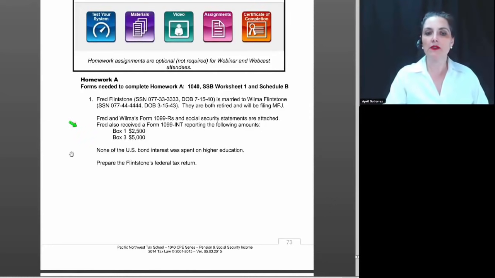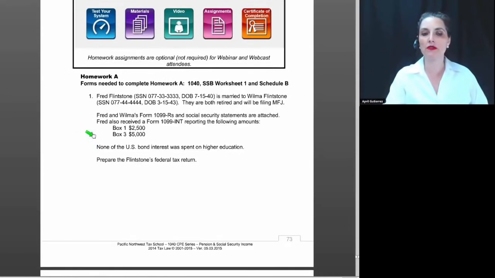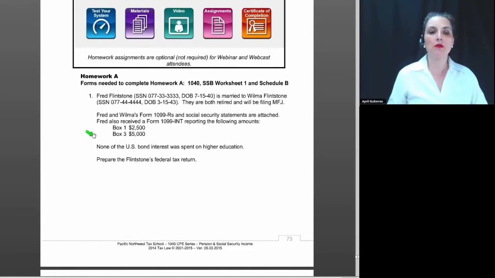They also received a Form 1099-INT that reported the following amounts: Box 1 interest of $2,500 and Box 3 interest of $5,000. I wanted to point out as a reminder that when you see a 1099 or a substitute 1099-INT that is reporting income in certain boxes, you should know what that income means. Box 1 interest is ordinary interest income, and Box 3 interest is U.S. government bond interest. U.S. government bond interest can receive a limited amount of special treatment on the federal return.